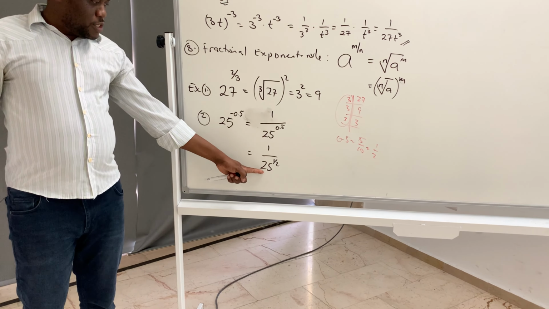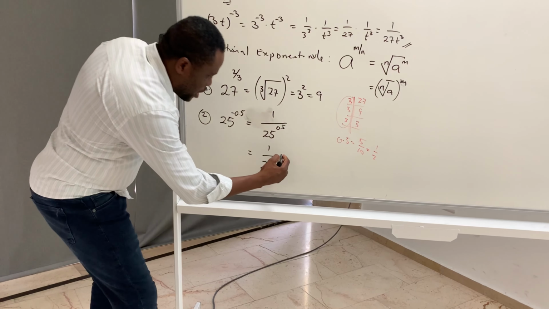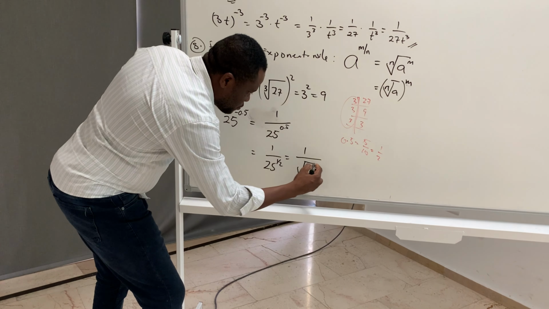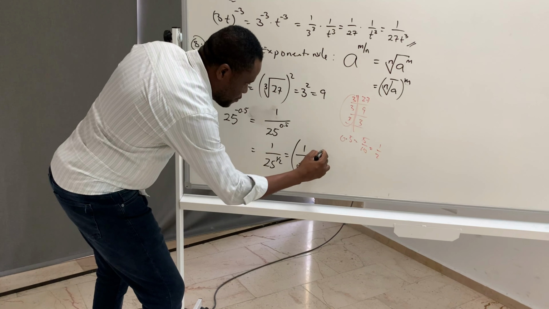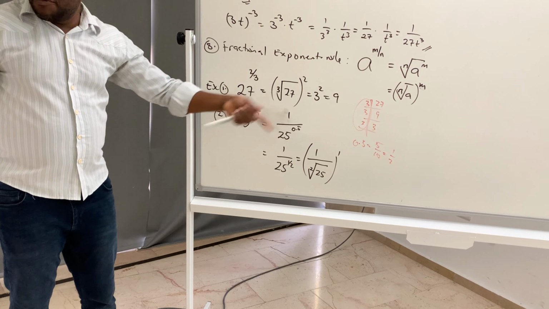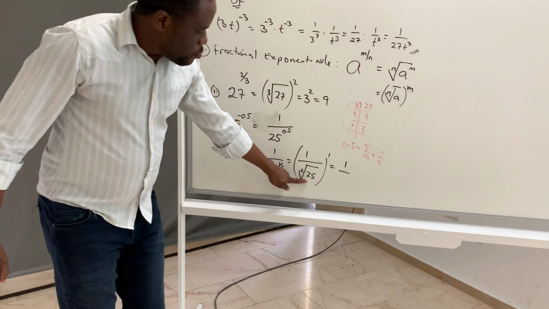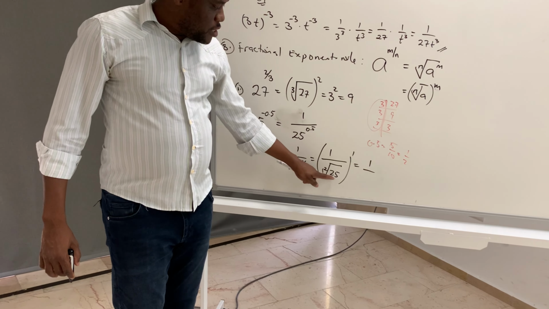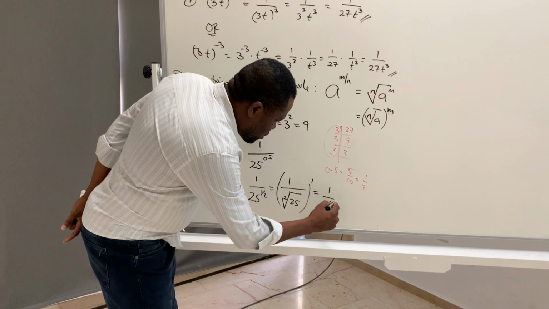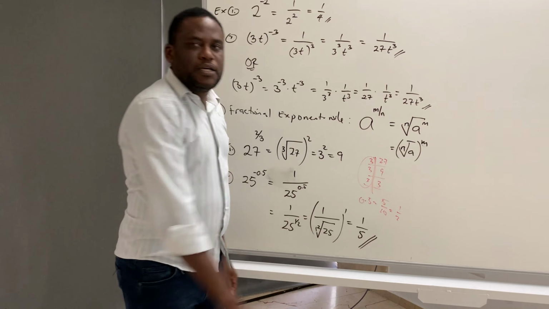Right? Now, this one is like the one before. I can write 1 over the root of 25 to the power of 1. So if you like, you can move it this way. That is 1 over which number to multiply 2 times that will give us 25? Obviously, it's 5, right? And any number to the power of 1 is what? That number.